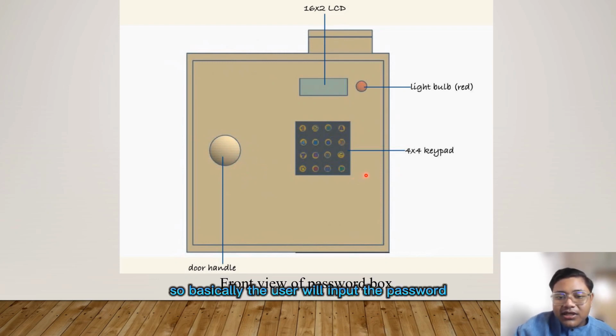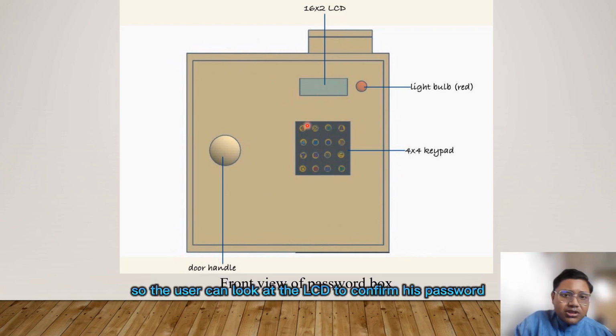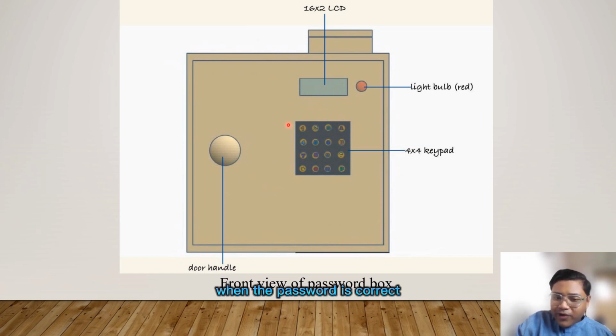So basically the user will input the password and he can see the input here on the LCD. The input will show here, so the user can look at the LCD to confirm his password. And when the password is correct, the red light bulb will light up, so he can open this password box.